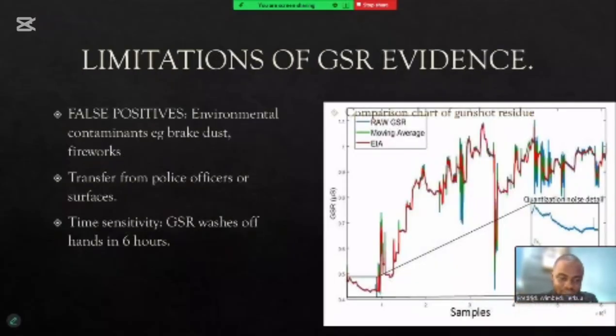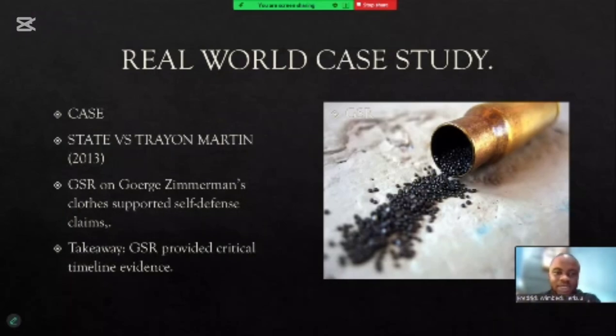Limitations of gunshot residue. Gunshot residue isn't foolproof, because false positives can arise from brake dust or fireworks, and even transfer from police officers at the crime scene can serve as a limitation. Residue also degrades quickly. Yes, because it washes off from hands within 6 hours. So these are some of the limitations of gunshot residue. Here's a chart comparing GSR to other forensic tools, highlighting its strengths and vulnerabilities.